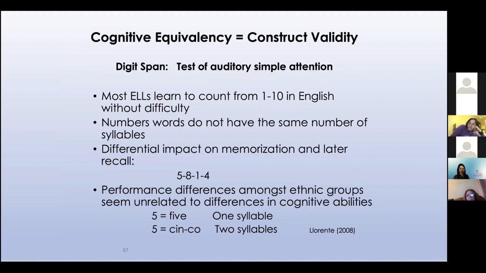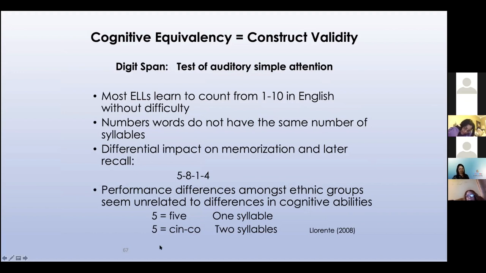Digit span, of course, you think, okay, how hurtful can it be if pretty much everybody and their mother knows to count from 1 to 10 in English and Spanish. So let's compare English and Spanish digit span. If you ask somebody who's monolingual in English, chances are they're easily going to learn that, okay?